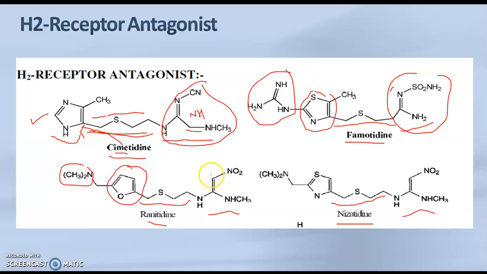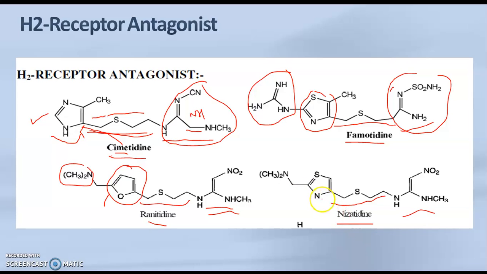But here in urea, oxygen is missing. So I can say that this structure is somewhat similar to urea, but not exactly urea. So in ranitidine, furan is the heterocyclic ring, and the terminal ring is nitromethylene urea.